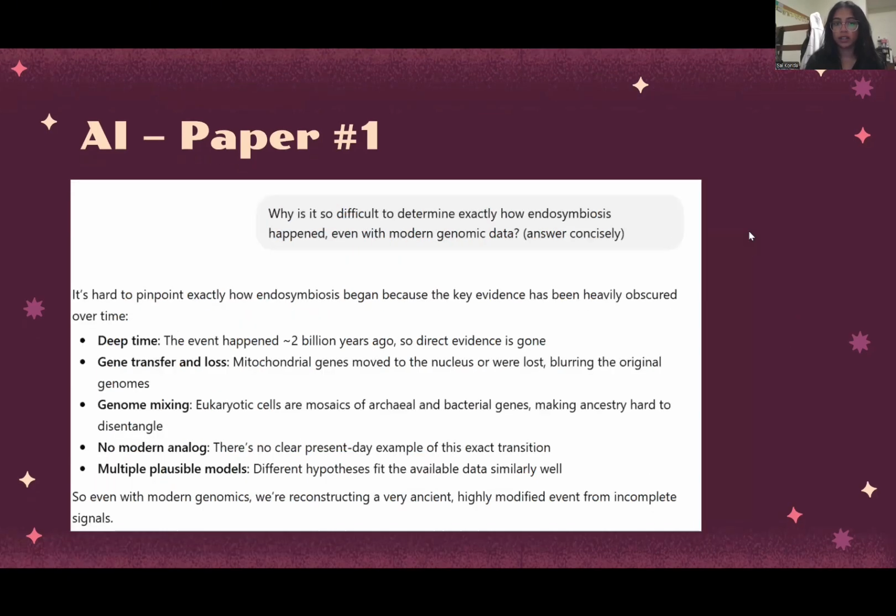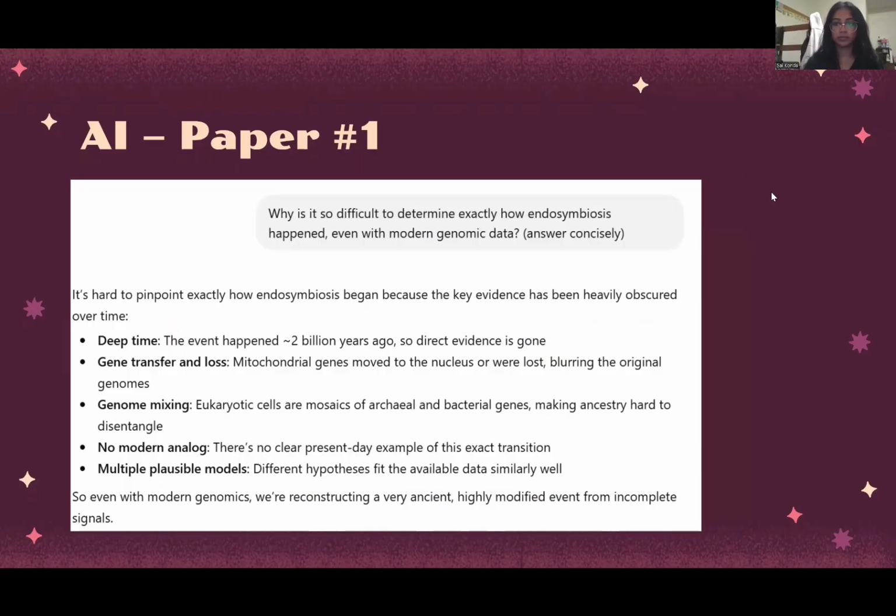For the second question, we asked, why is it so difficult to determine exactly how endosymbiosis happened, even with modern genomic data? And ChatGPT explained factors like deep evolutionary time, gene transfer, and genome mixing. This matched the paper, especially the idea that eukaryotic genomes are highly complex and mosaic, which makes the origin difficult to reconstruct.